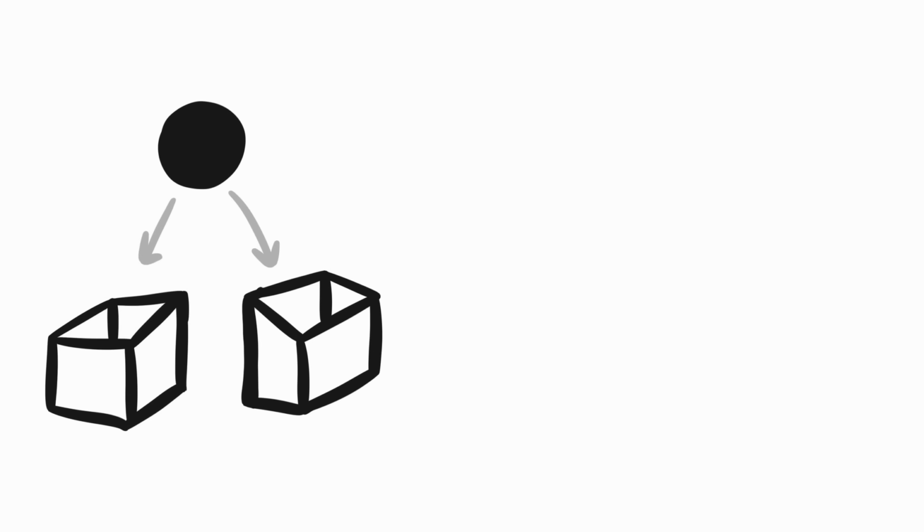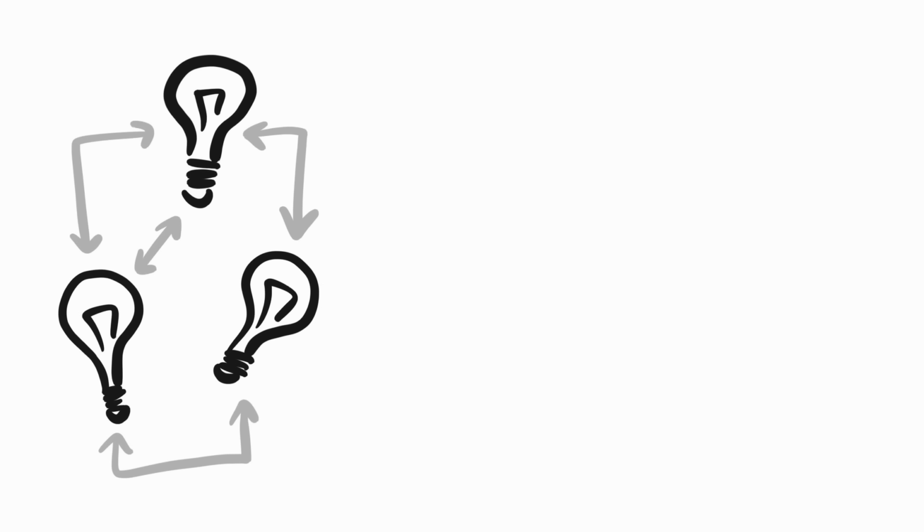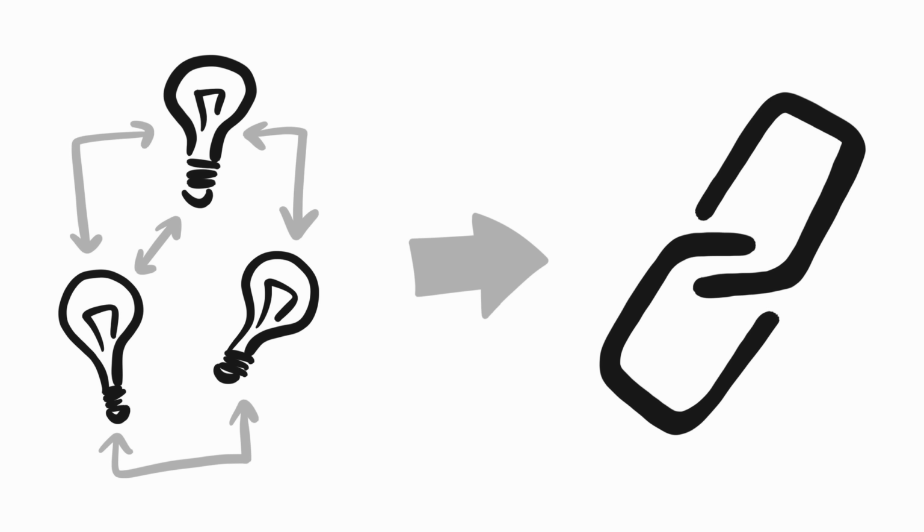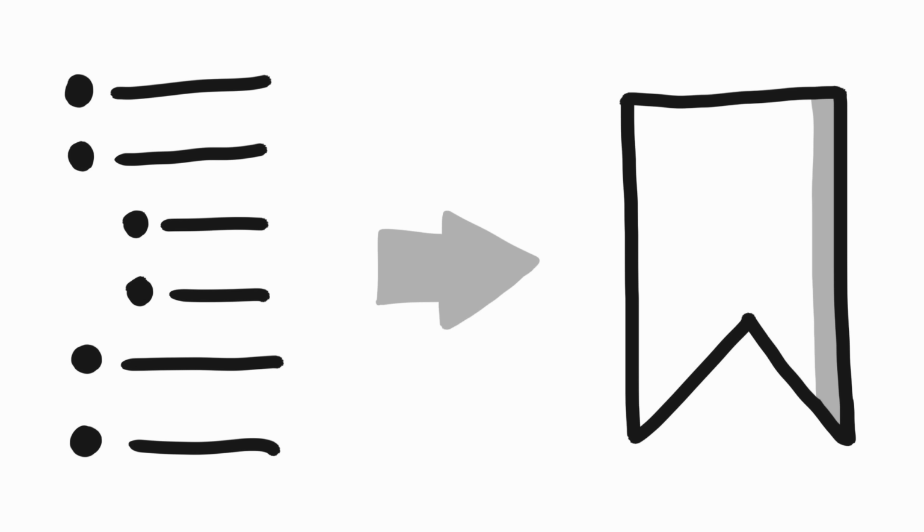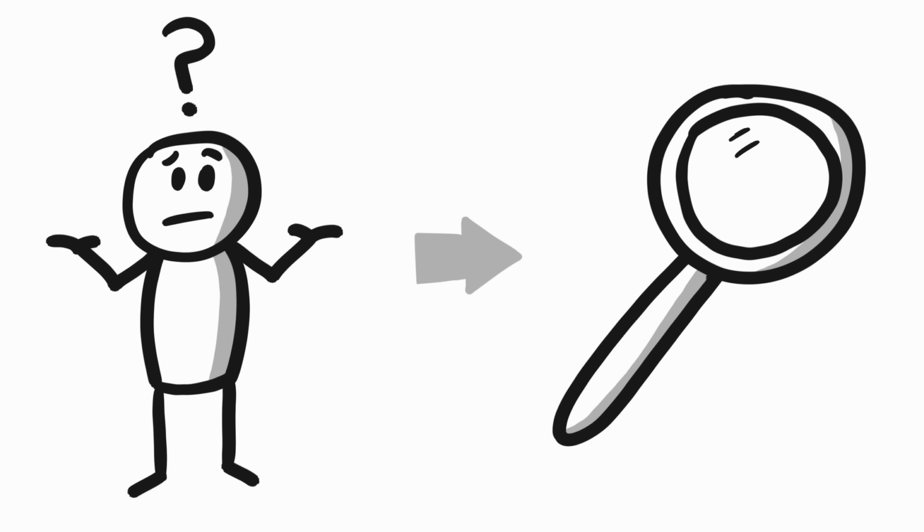Do you like strict structure and hierarchy? Then use folders. Do you like being able to categorize your notes in a bunch of different ways? Use tags. Do you like seeing the connections between ideas? Use backlinks. Do you want to have a sort of table of contents or an index that you can reference? Well, then use bookmarks. And just remember, at the end of the day, if you can't find what you're looking for, just use the search.